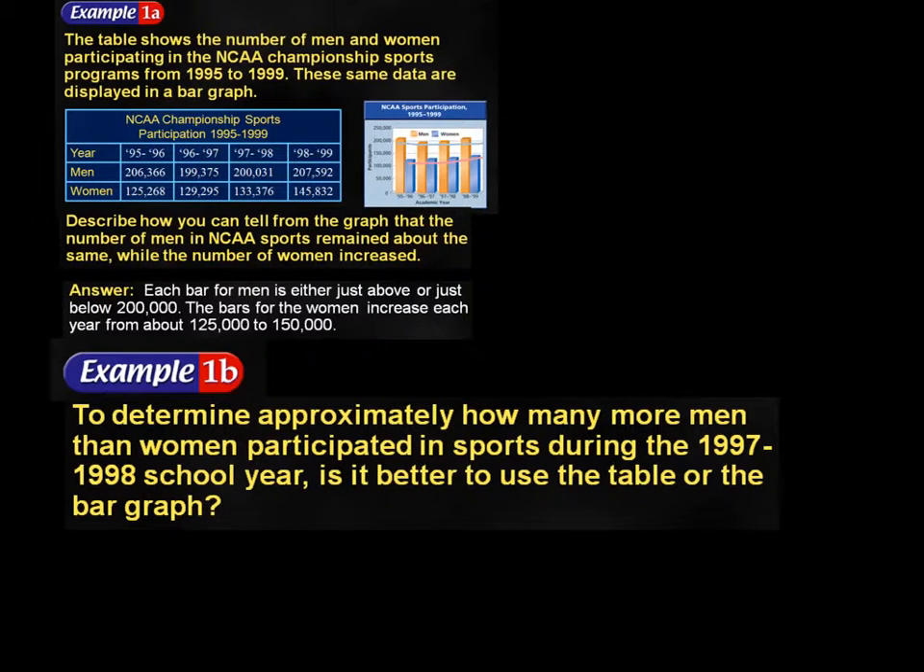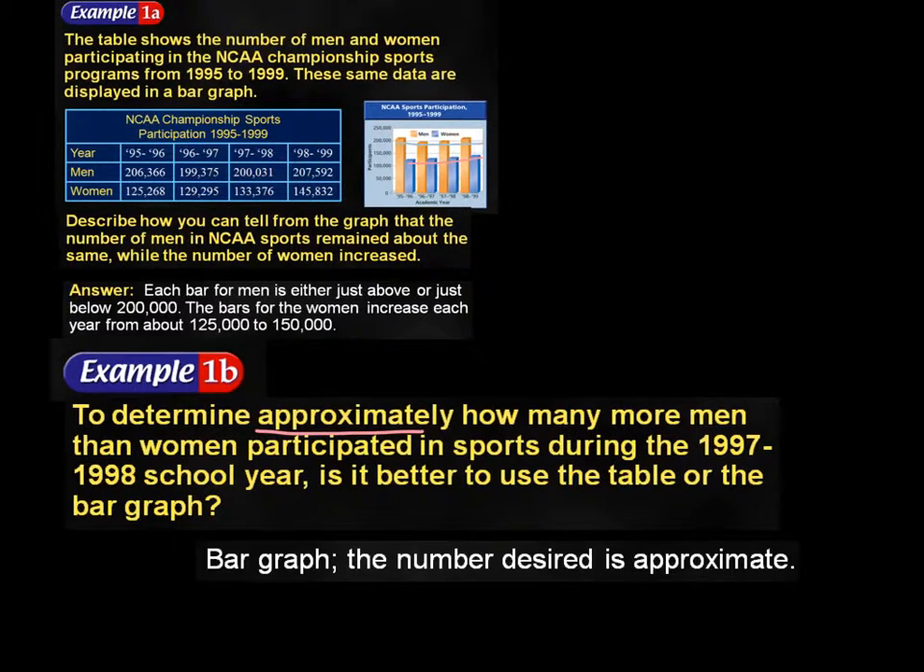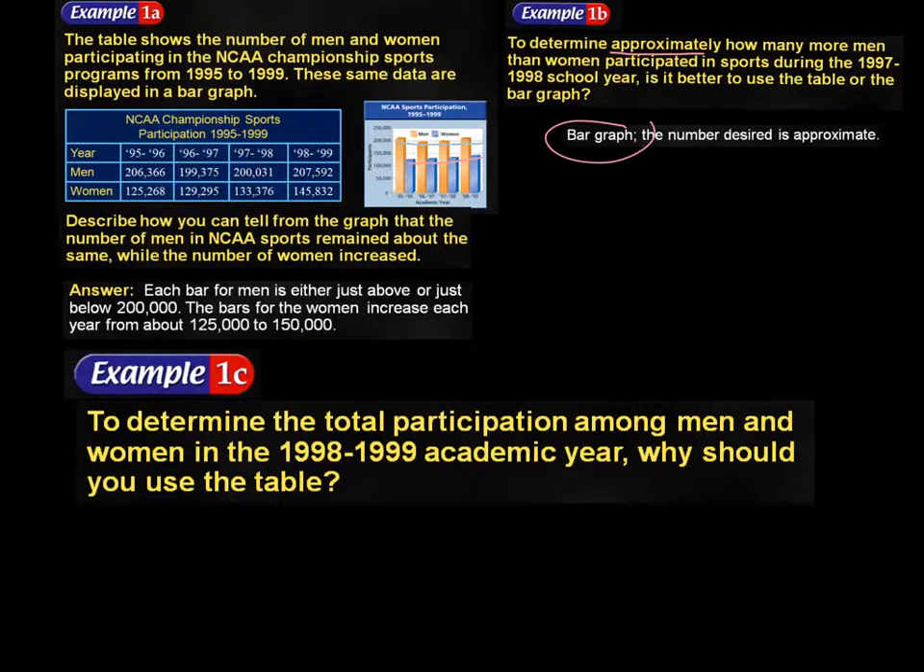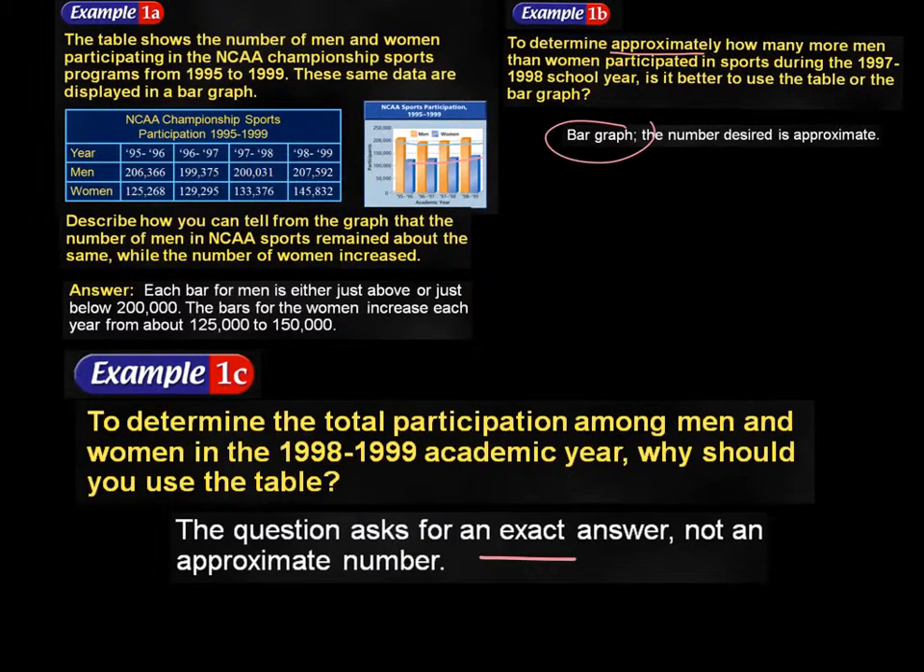To determine approximately how many more men than women participated in sports during the 1997-98 school year, is it better to use the table or the bar graph? Okay, since they use the word approximately, we could just use the bar graph. To determine the total participation among men and women in the 1998-99 academic year, why should you use the table? The question asks for an exact answer, not an approximate number, so we need to use the table.